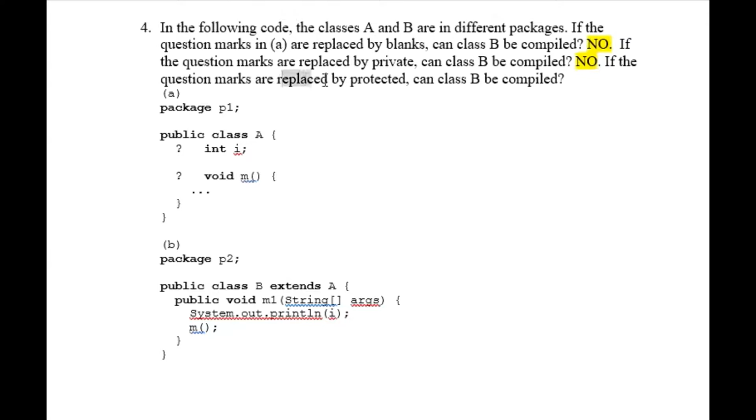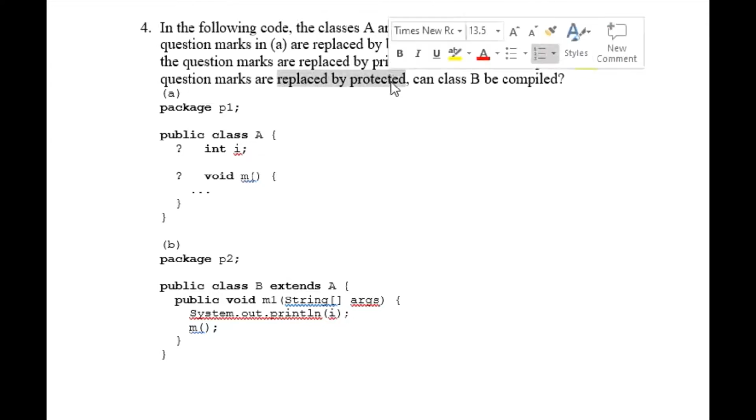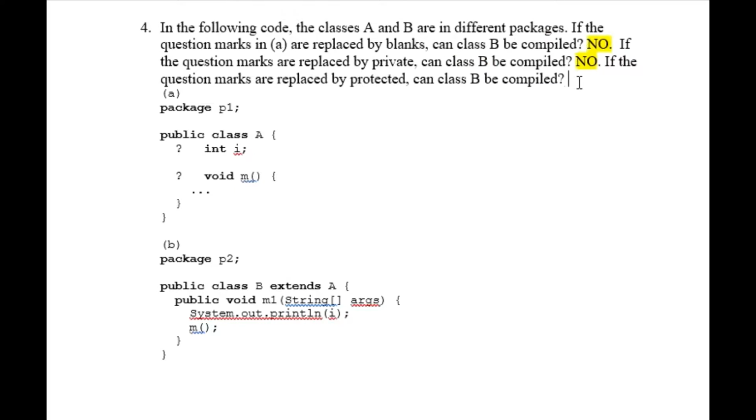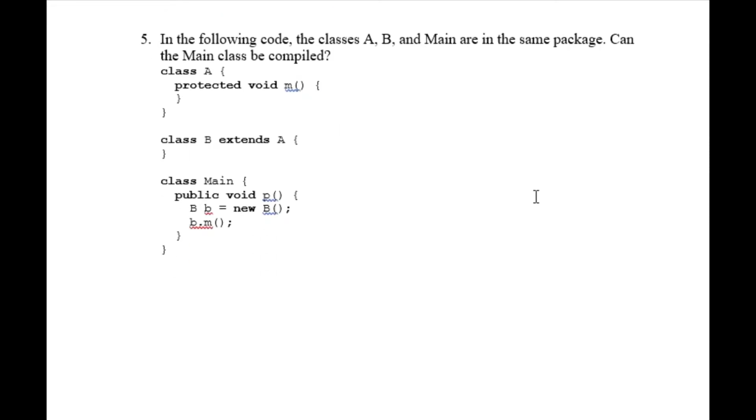So if the question mark is replaced by protected, how about class B compilation? What is class B? It is in a different package, but it is the subclass. So protected means the same class can access it, classes in the same package can access it, and subclasses in a different package can access it. So no problem. Class B can be executed.